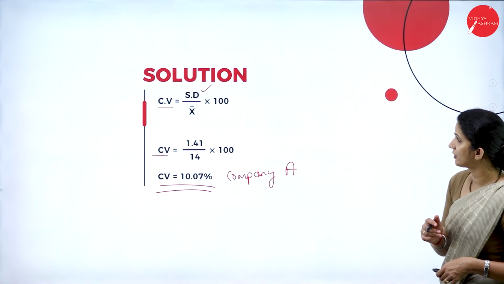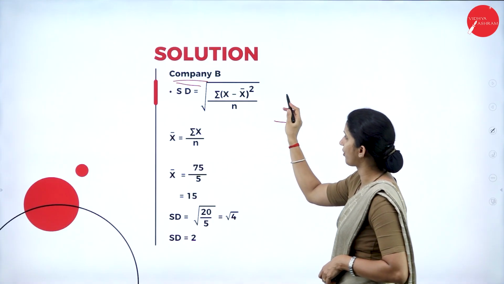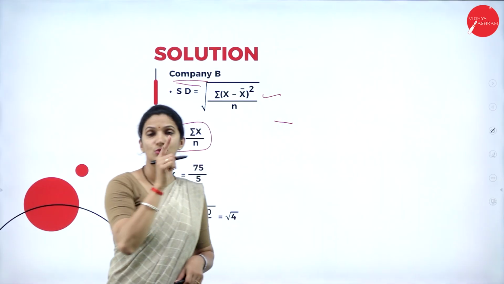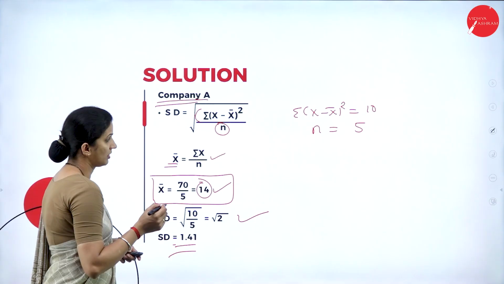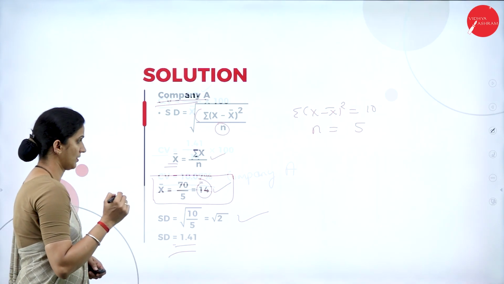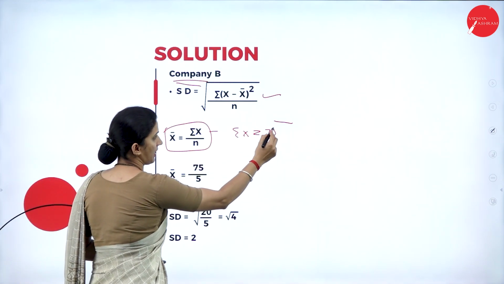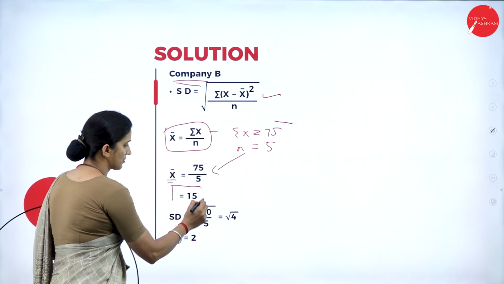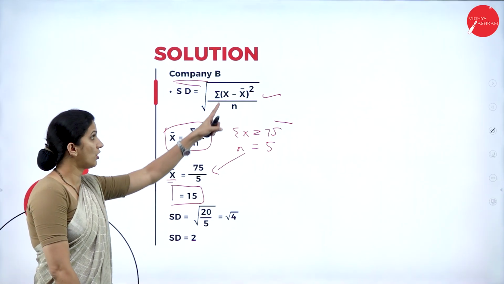So then we need to find out what is X bar. For company B, this is the formula for the standard deviation. First we'll calculate the X bar. The X bar is equal to sigma X divided by N. Here in the table, your sigma X is 75, and N is 5. So the X bar that we are getting is 15. So we have got the X bar.